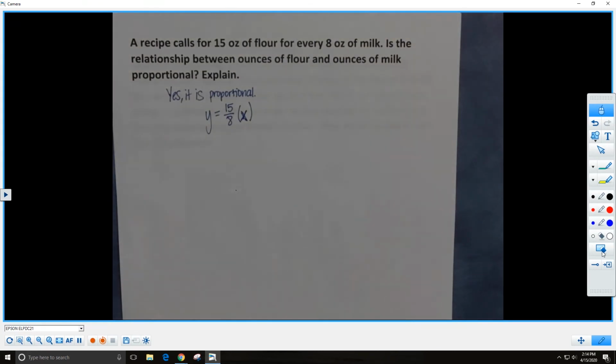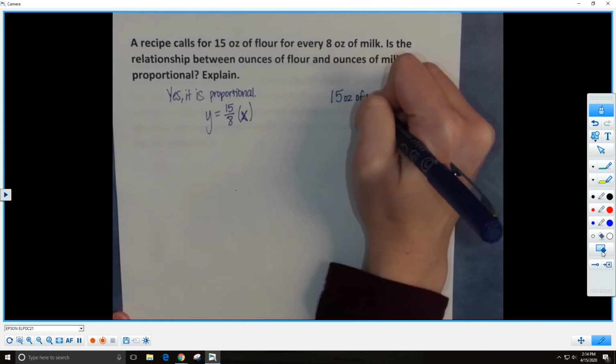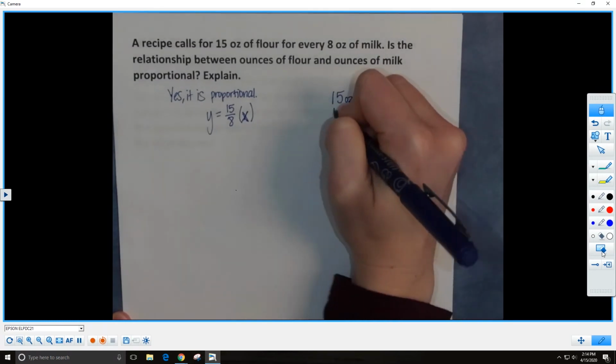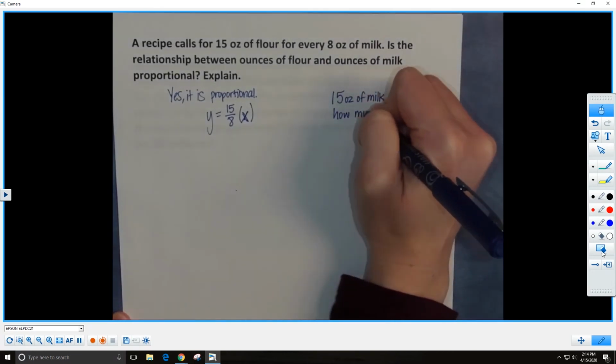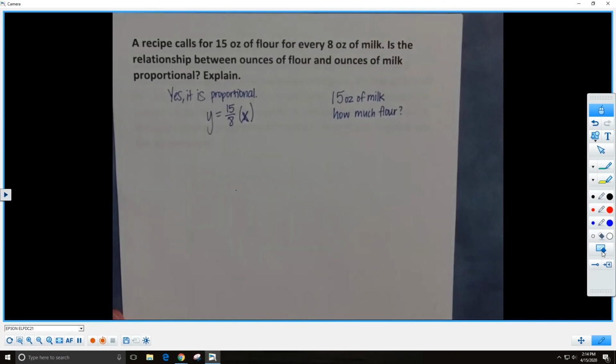So what if the recipe calls for 15 ounces of milk, and we want to know how much flour should be used? So a recipe calls for 15 ounces of milk. How much flour should be used? Go ahead and use the equation we just wrote to solve for the amount of flour. I'll pause while you do that, and then we can check our answer together.